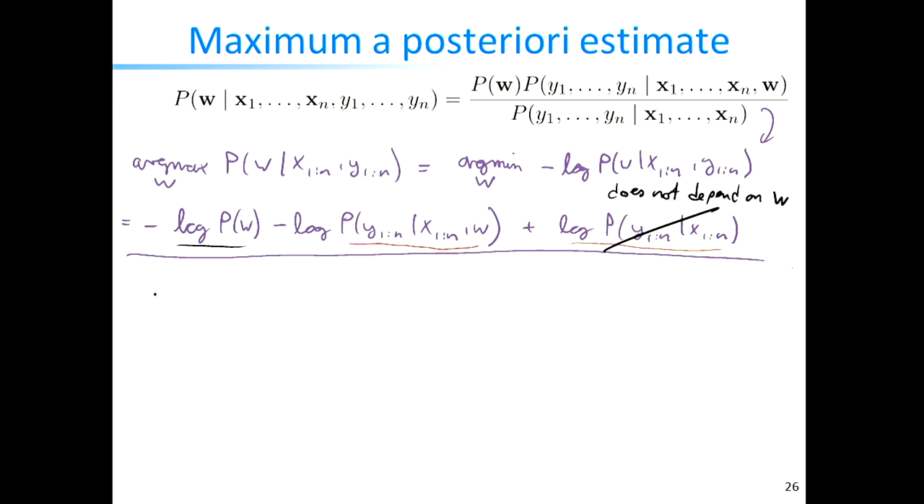So what is this? Minus log P of w. Well, it's a normal distribution. Let's spell this out once more: w centered at mean 0, with covariance matrix that's just a diagonal matrix with beta squared everywhere. So each coordinate is independent of the others.